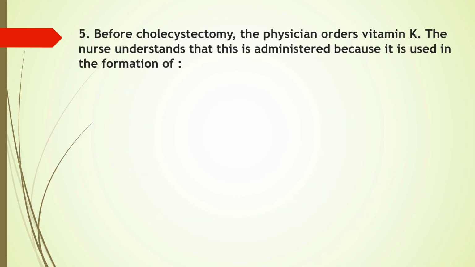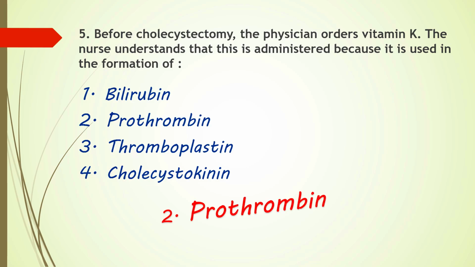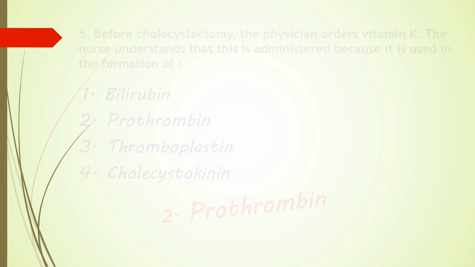Question number 5. Before cholecystectomy, the physician orders vitamin K. The nurse understands that this is administered because it is used in the formation of options are bilirubin, prothrombin, thromboplastin or cholecystokinin. Yes, for the production of prothrombin, vitamin K is prescribed. So the correct answer is option 2, prothrombin.